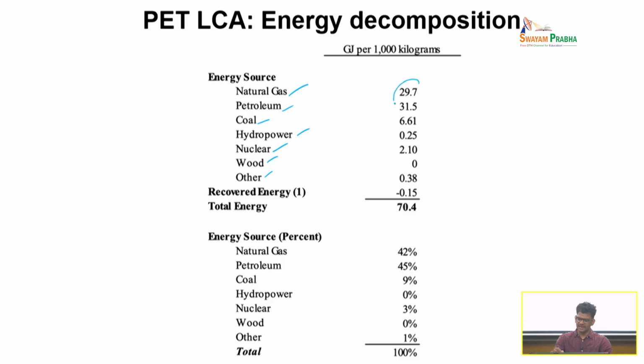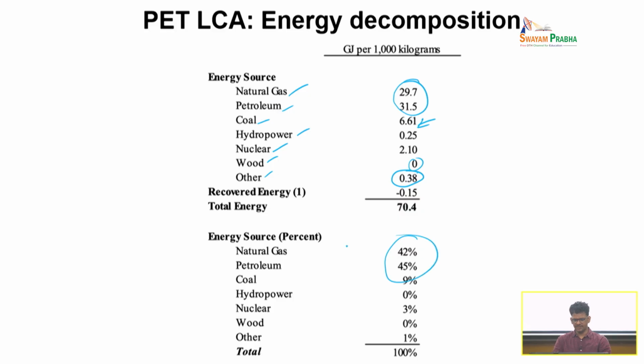Clearly, you can see that a larger fraction of the total energy is met by natural gas and petroleum. The amount of renewable energy like wood is very small. There is something called other, which I think probably includes non-conventional energy sources, maybe solar, wind or something like that. And clearly coal is also playing a big role. In terms of percentage, natural gas and petroleum are the largest energy sources for these processes.